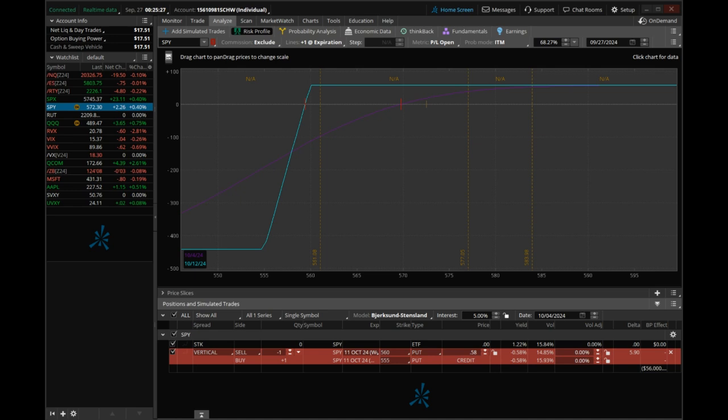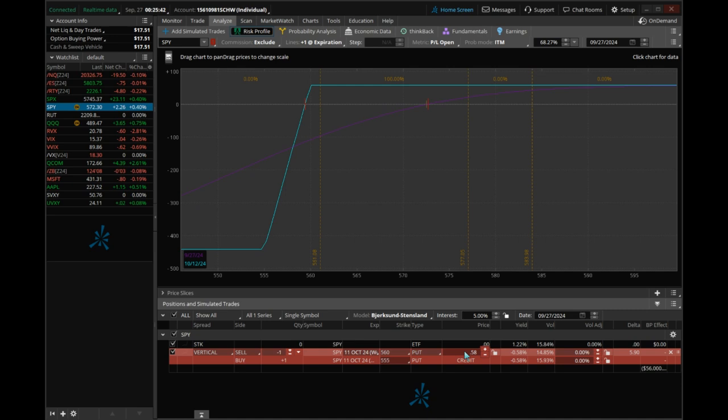Let's go back to our put credit spread. Let's put it back to today and have another think about it. What we have is the 560 put that we're selling, and we're hedging with the 555. We're collecting 58 cents of credit.